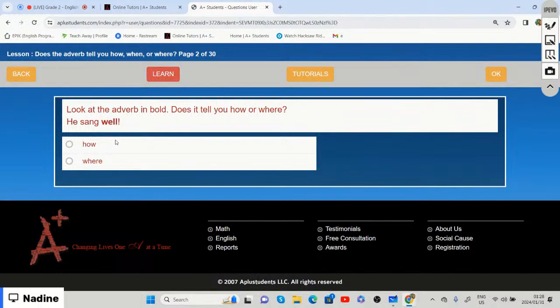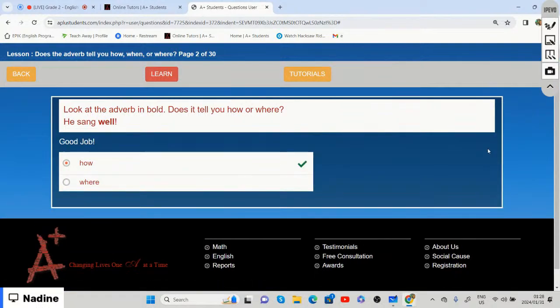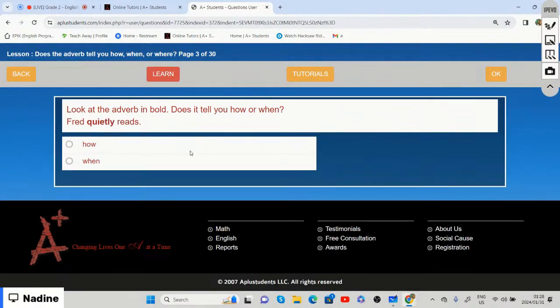All right, so if we look at the adverb in bold, if they say he sang well, you can ask yourself, how did he sing? Then you can say it basically is how. So the adverb in bold tells us how, and how is basically the correct answer.